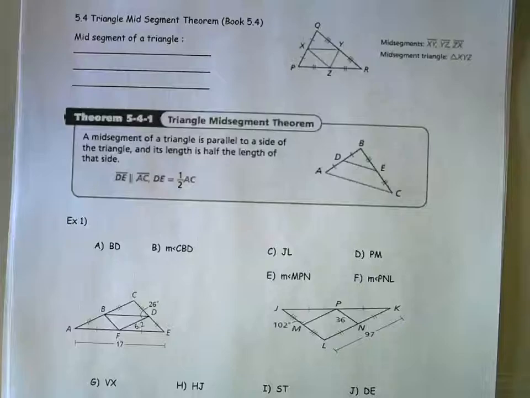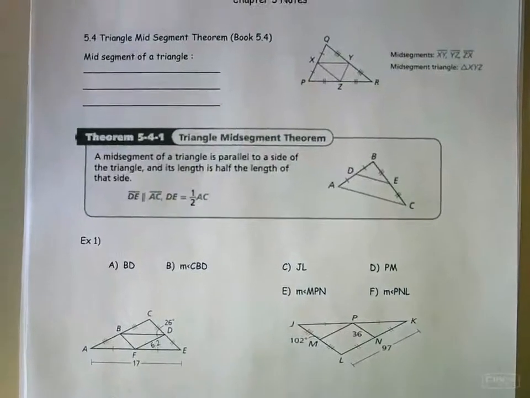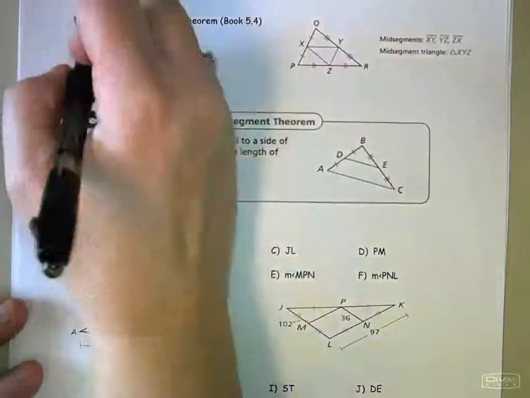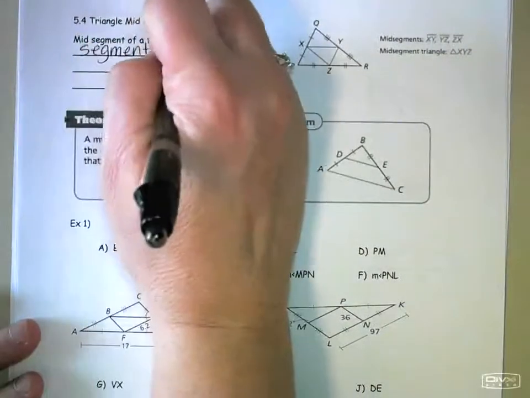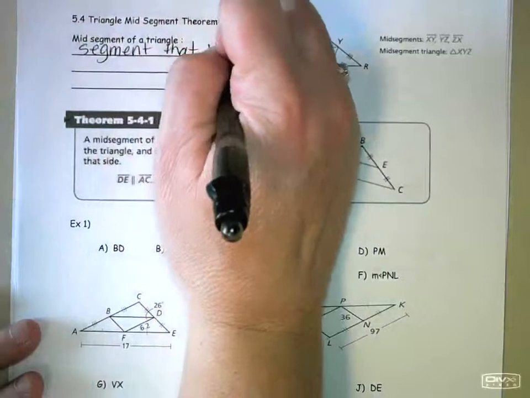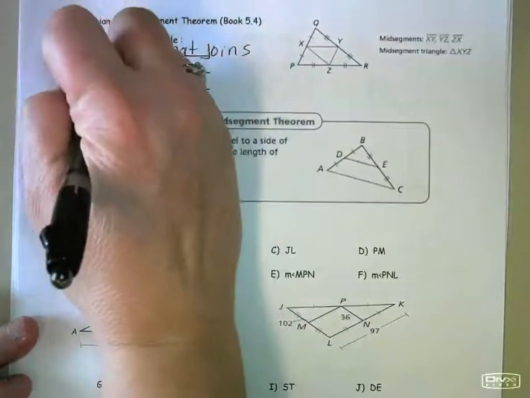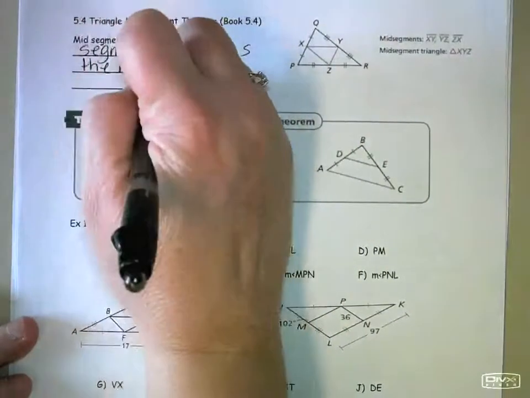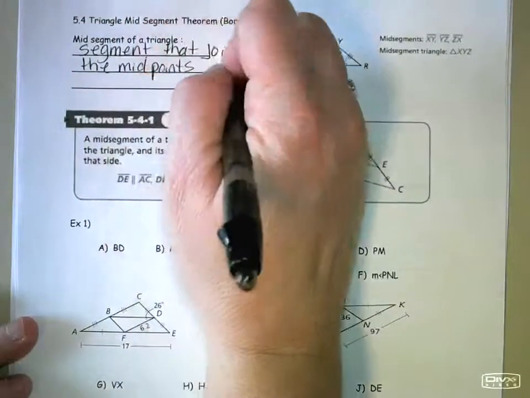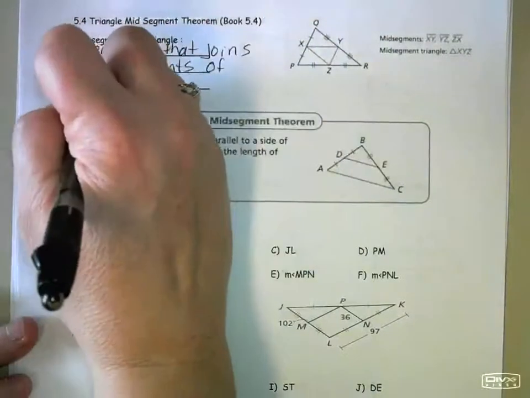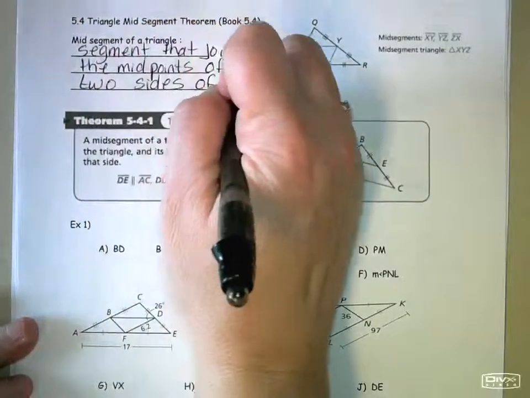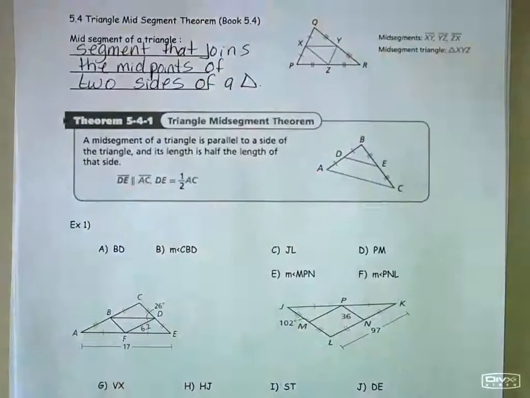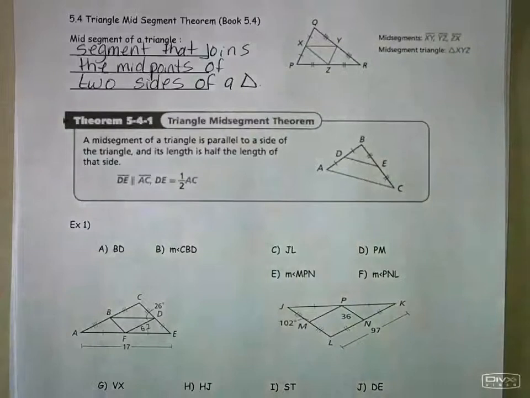Chapter 5, Section 4 is the triangle midsegment theorem. The midsegment of a triangle is a segment that joins the midpoints of two sides of a triangle. Segment that joins the midpoints of two sides of a triangle.